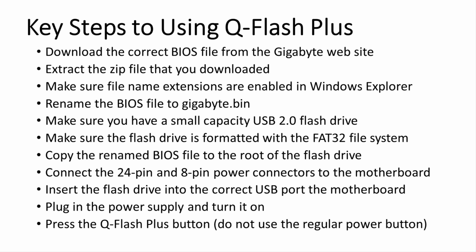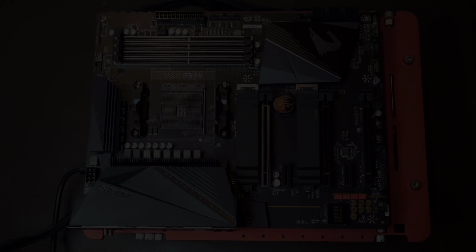So you have to download the correct BIOS from the Gigabyte website, unzip it, and then rename it and copy it to a small capacity USB 2.0 flash drive. And then we're going to do a little bit of work on the motherboard itself to get it ready. And keep in mind, you can do the same procedure on a fully assembled system. It does not have to be a bare bones system like I show in the video.